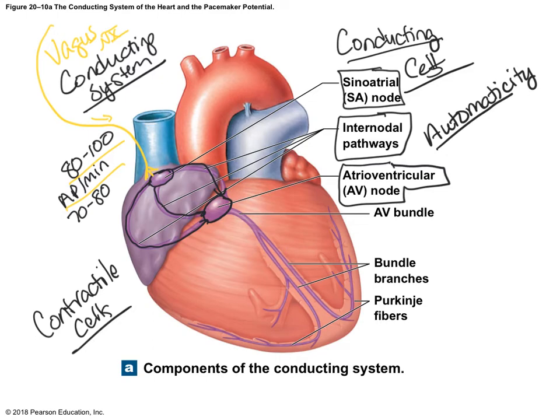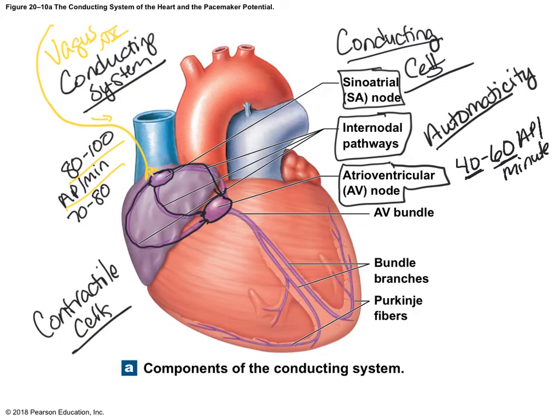But if the SA node were not functioning properly and it wasn't working, the AV node could actually generate its own action potentials as well. If the AV node were to be the cells to set the rhythm, the action potentials would only be created at 40 to 60 action potentials per minute. So 40 is pretty low, 60 is pretty low. So normally the atrioventricular node just takes its instructions from the SA node.